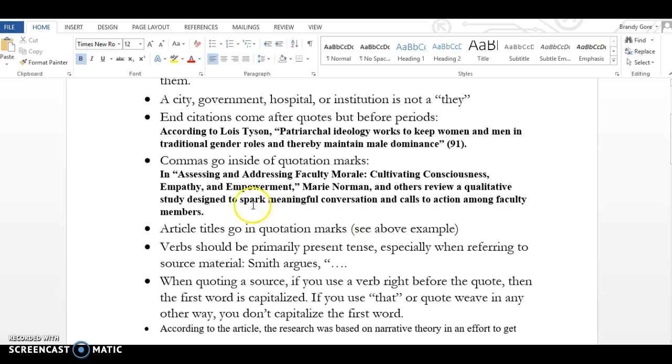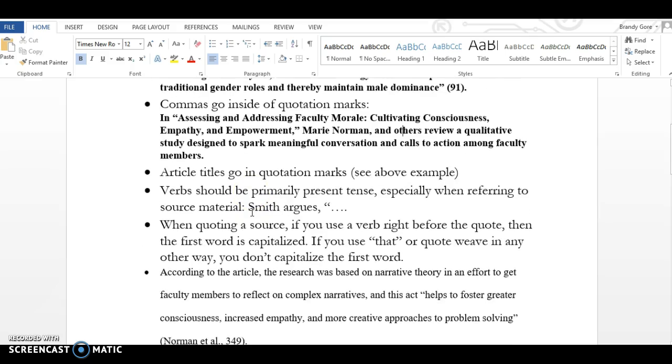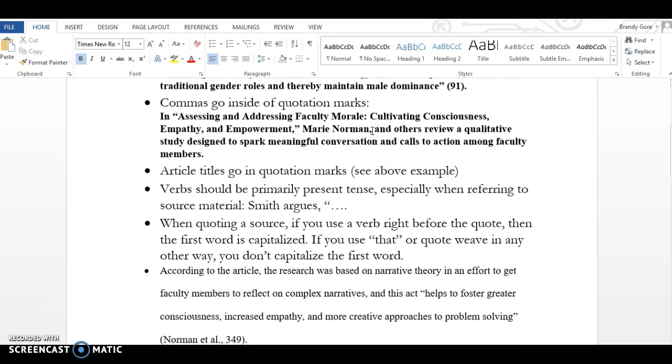Along the same lines, we want to put commas inside of quotation marks, especially when we're talking about article titles. So article titles also go in quotation marks. So look at this example. In "Assessing and Addressing Faculty Morale: Cultivating Consciousness, Empathy, and Empowerment," comma before quotation mark, Marie Norman and others review a qualitative study designed to spark meaningful conversation and calls to action among faculty members. That's really not supposed to have that there.